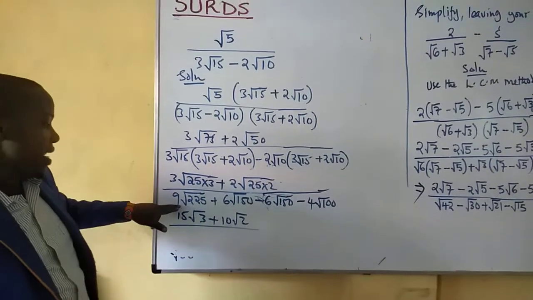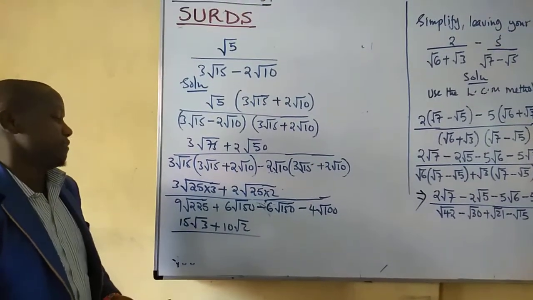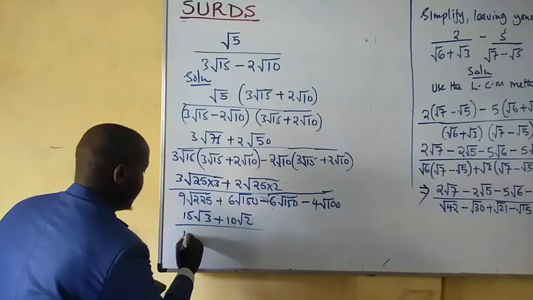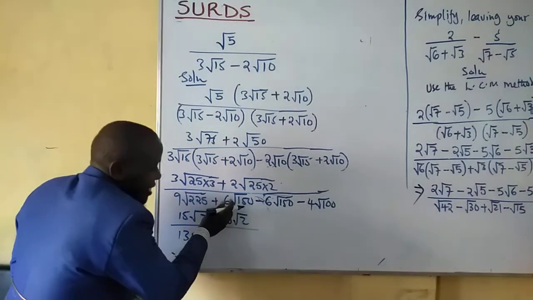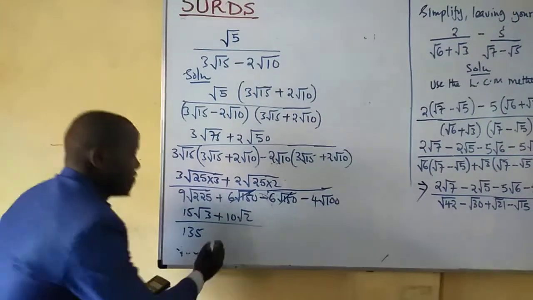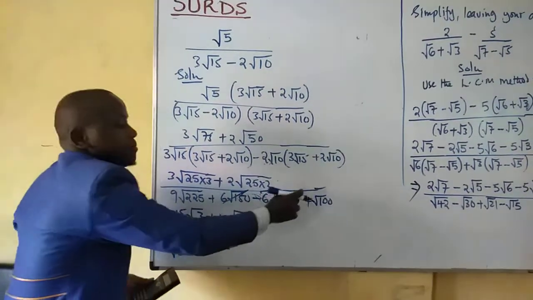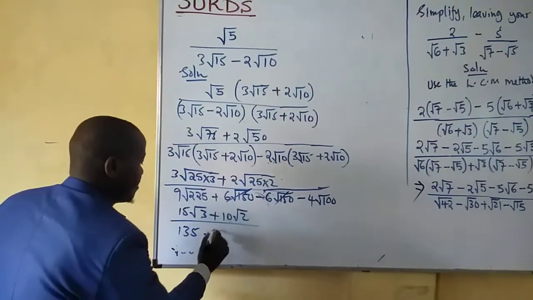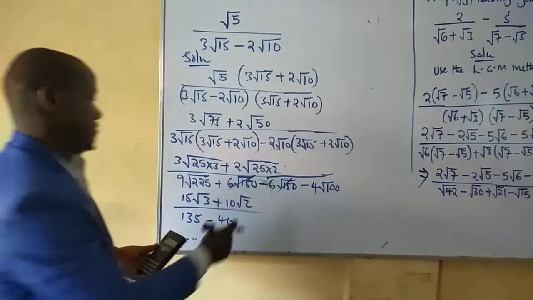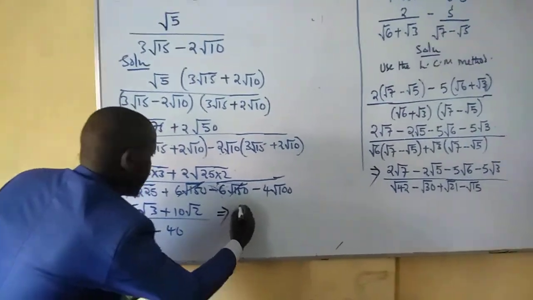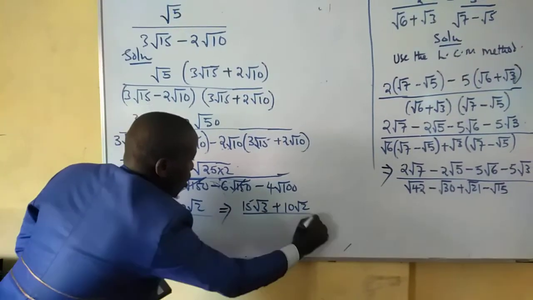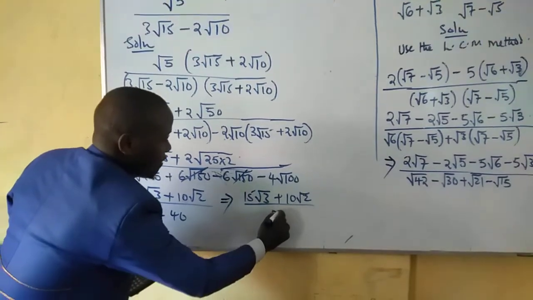We divide by 9 root 2, 25. Root 2, 25 is 15. Therefore, 9 by 15 becomes 135. Then root 6 root 150 and negative 6 root 150 cancel to a 0. Therefore, we remain with now minus 4 times 10, which is the root of 100, gives us a 40. Therefore, when we subtract a 40 here, we are having 95. Therefore, it will be 15 root 3 plus 10 root 2 all over 95.